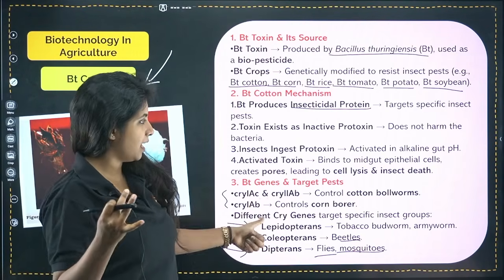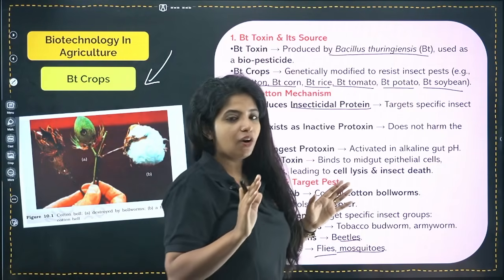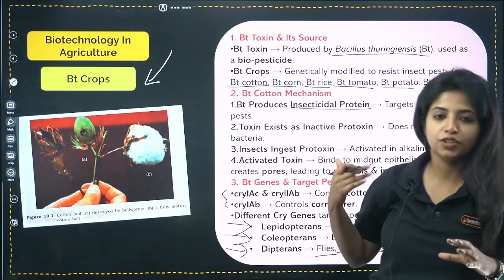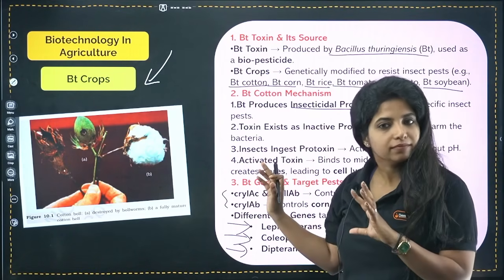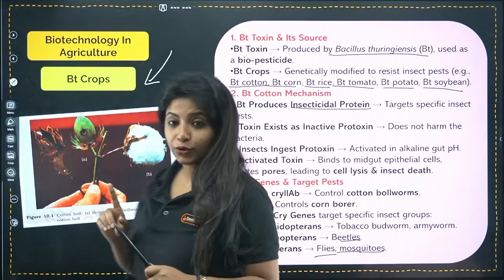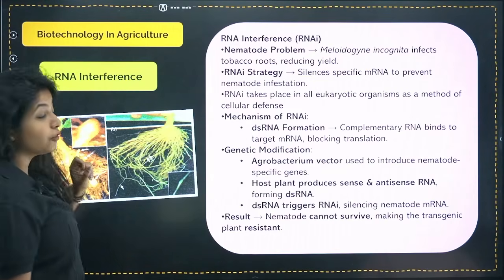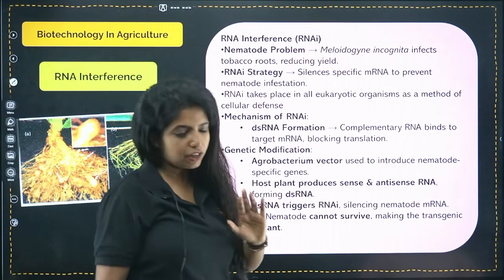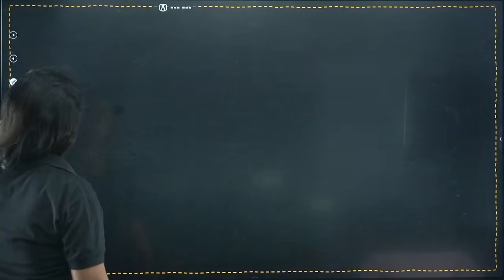And the thing that I have told, this is all about the BT cotton, or how you use biotechnology in the case of agriculture, how you produce a pest resistant plant using Bacillus thuringiensis. Now you have one more thing. I already told you, you have one more very, very important thing, that is the RNA interference method. RNA interference method, this is also easy. Listen to me, what usually happens.